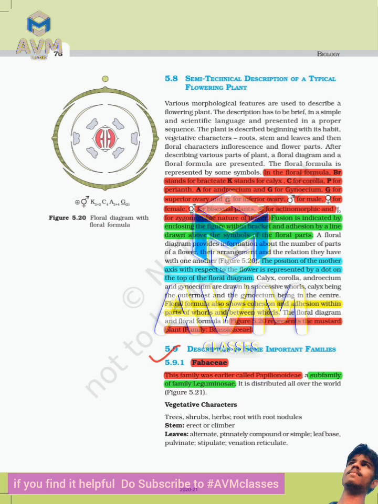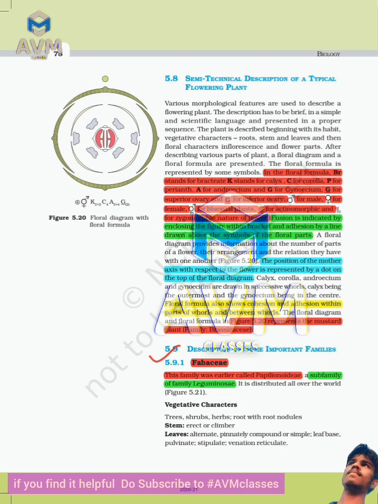Fusion is indicated by enclosing the figure within brackets and adhesion by a line drawn above the symbols of the floral parts. A floral diagram provides information about the number of parts of a flower, the arrangement and the relation they have with one another.